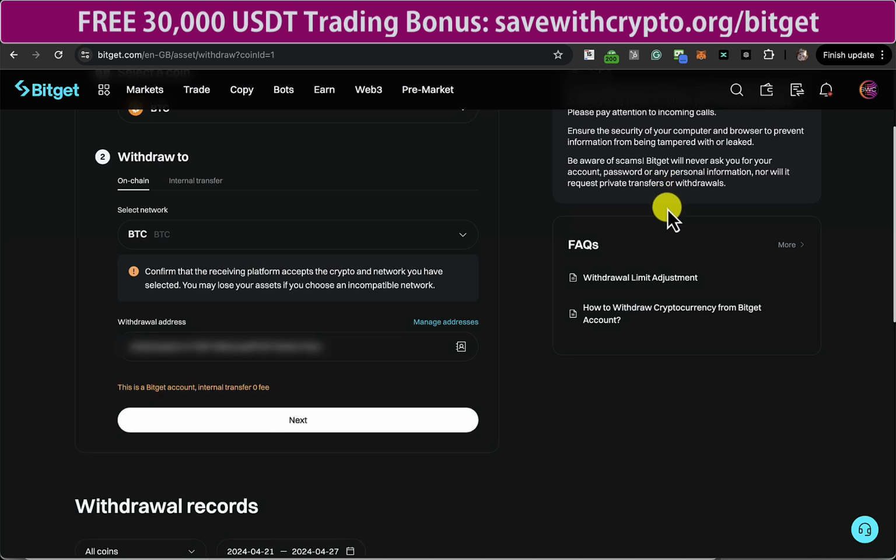Now, the reason I wanted his Bitget address was because I knew that you could transfer crypto between Bitget accounts free of charge. And I thought with it being Bitcoin, the charge is normally quite high. And indeed it said, this is a Bitget account, internal transfer, zero fee. Okay, so I thought that's good.